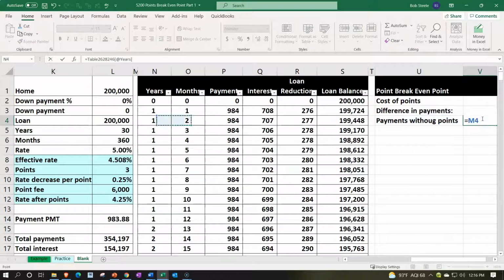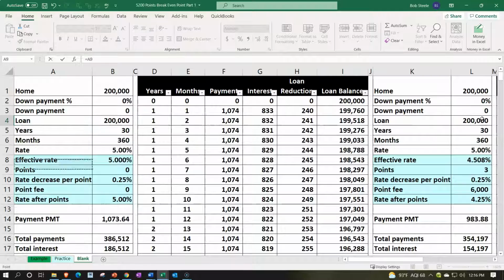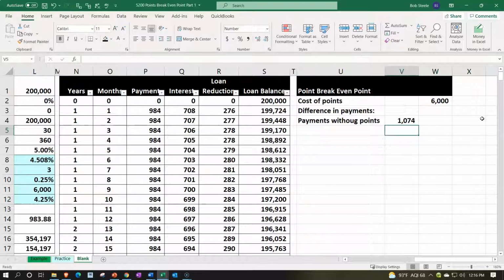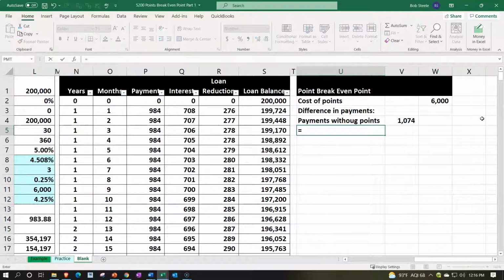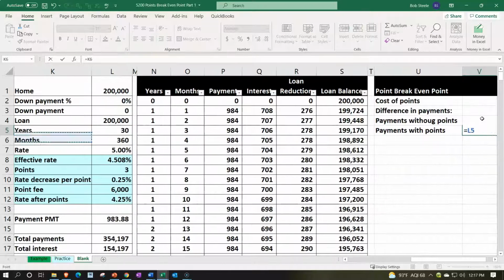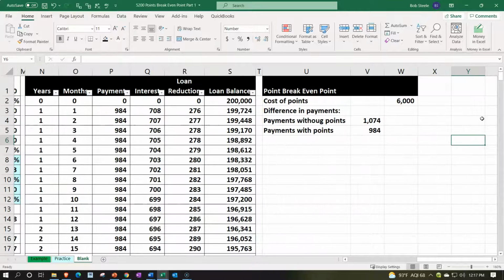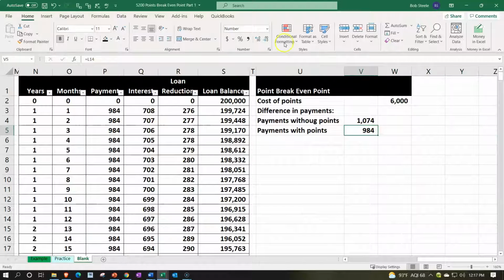I'm going to scroll all the way to the left to our scenario without points, pick up the payments of 1,073.64. I won't put the pennies on this time, so it's rounded. And then the payments with points is going to be equal to that 983, 984 about. So that's the difference in our payments that we would be making each payment if we were to pay for the points or not pay for the points.